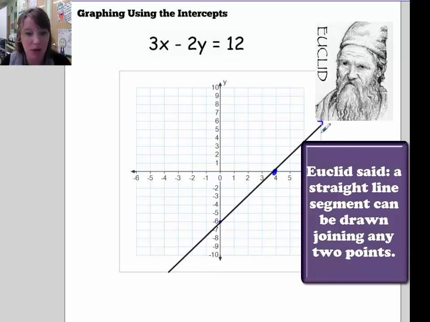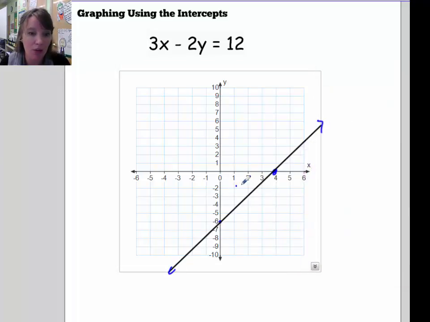So here we have the line of 3x minus 2y is equal to 12. And we talked yesterday about the idea that the solution table is one way to graph an equation, but it's not the most efficient way. A better way of graphing the equation is using the x and y intercepts of a linear function in order to plot those and then draw the line through them.